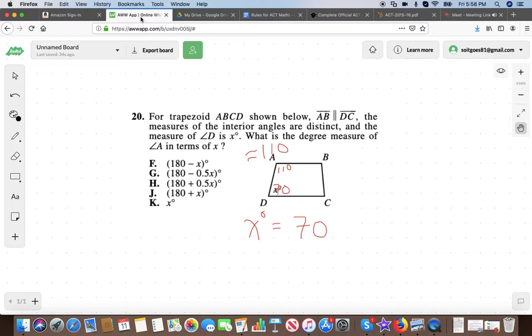Does F give us something close to 110? Yes, because it's less than 180. That gives us exactly 110, in fact, doesn't it? Yeah. All right, well, let's keep that.